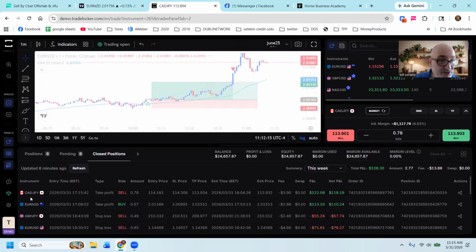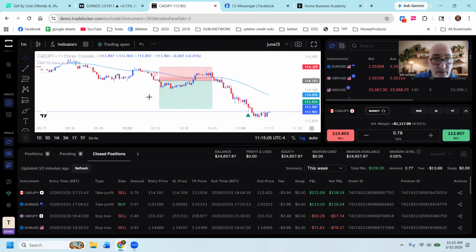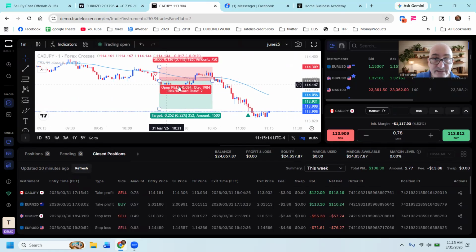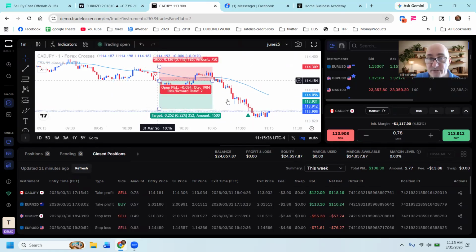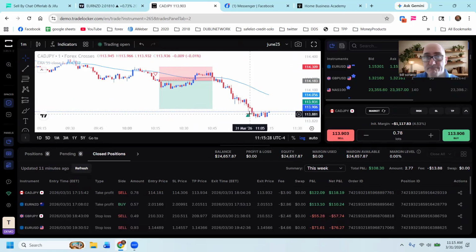Now, if we look at CADJPY here, we got in right here about 10:15 a.m., on the 10:15 a.m. candle. Price did go into drawdown here. It got fairly close to our invalidation level, didn't hit it, and then boom, it made a quick move down, and then we're out at 11:04 a.m.